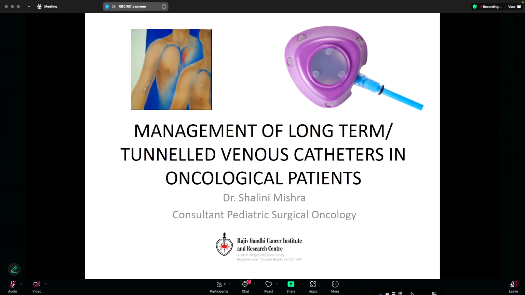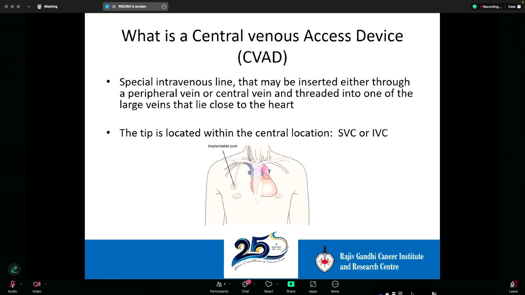Right. So what exactly do we call them? Central venous access devices, or CVADs. I think all the critical care people are aware of these central venous access devices. Basically it's a special intravenous line, and the tip of the catheter can be inserted through a peripheral vein or through a central vein like the IJV or subclavian. What is important is that the tip of the catheter should be close to the heart, that is central in location, close to the cavo-atrial junction, at the SVC or IVC and its junction with the right atrium.